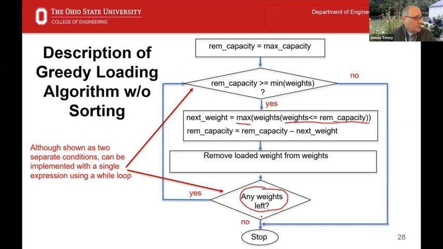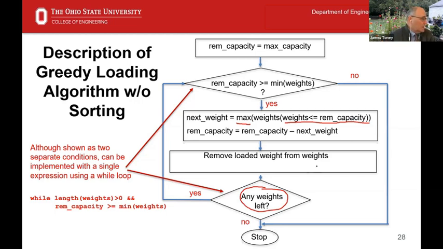Now, it's shown as two different decisions here, but really, we can do that with a single while loop like this. Okay, so while, now I'm going to show you in a second, another thing we're going to do differently in this case is, once we load a weight, we're actually going to remove it from the list to make sure we don't load it again. We didn't have to do that last time because we were just making a single pass. But here we're looking at the whole list each time. So once we load a weight, we need to get it out of that list so we don't load it again.